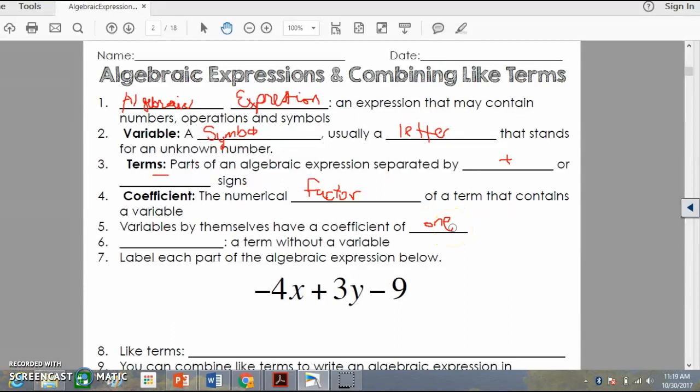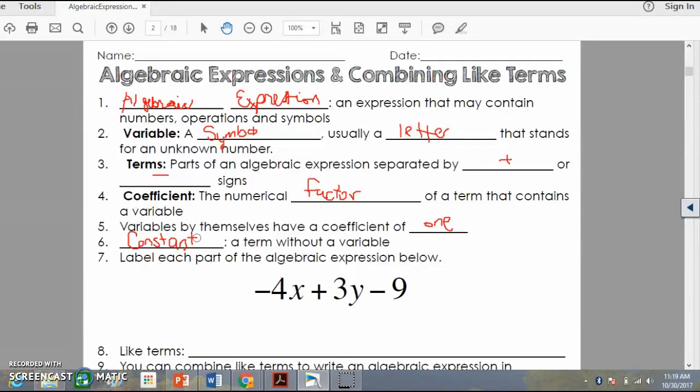And number 6 says a constant is a term without a variable. It's a constant. So in other words, the number 3 is a constant. It's always going to be worth 3. The number 10 is a constant. The number -1/2 is a constant. Those numbers are always going to have the same value. It's the variables that may change.